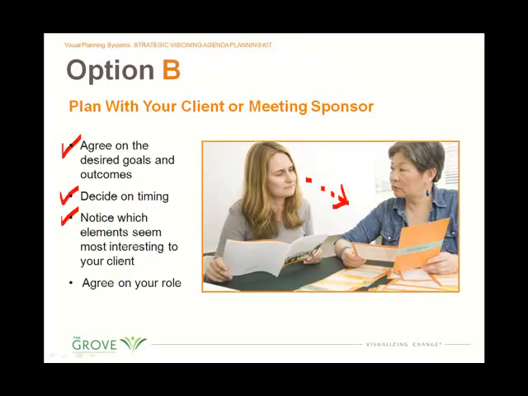People have very different levels of comfort with working in a highly visual way, and you really want to make sure you're working in a way that supports the sponsor and the other stakeholders. And finally, you could use this kind of a session to agree on your role, and there's quite a bit of variety in that regard.